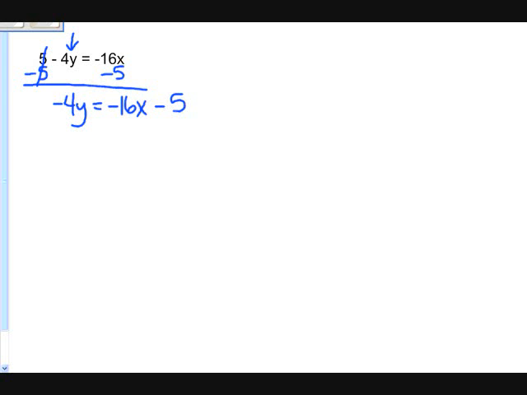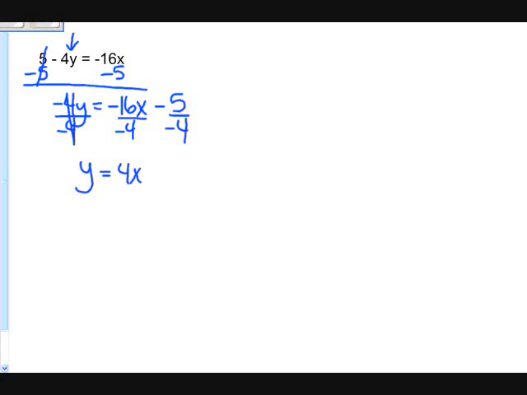And then we're going to go back over to our y. It's close to almost being by itself. Now this negative 4 is right beside the y, which means it's being multiplied. So in order to get rid of it, we're going to divide. So we're going to divide everything by a negative 4. These cancel out, and we're left with y equals negative 16 divided by negative 4 is a positive 4x.